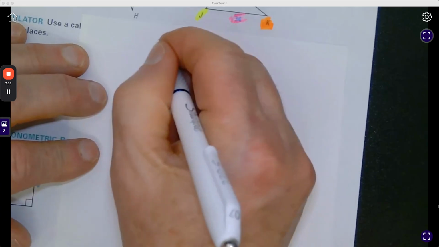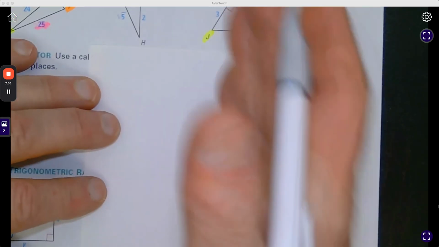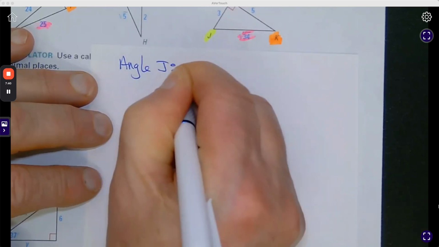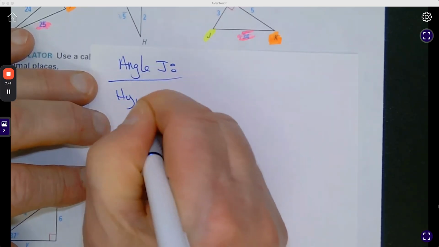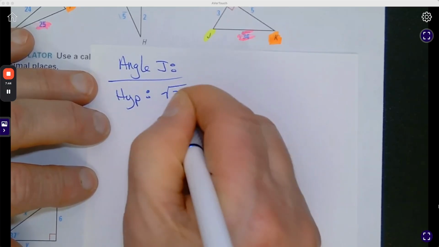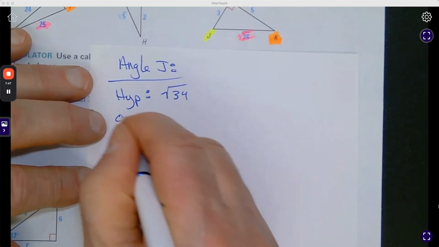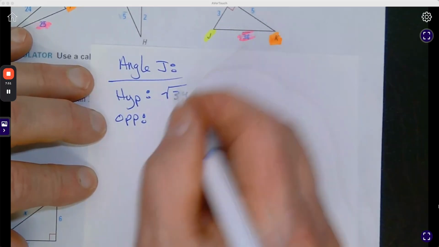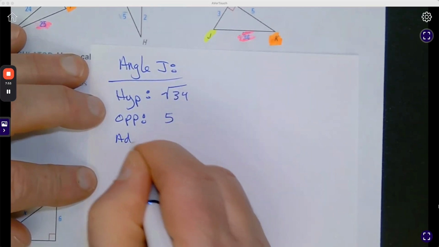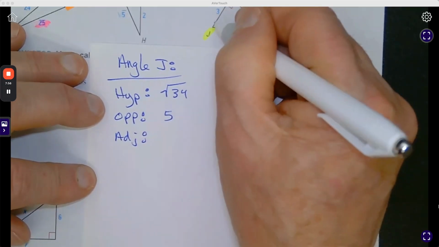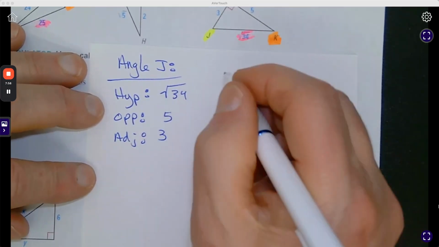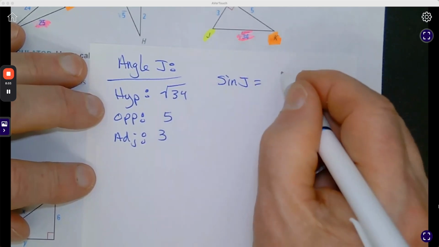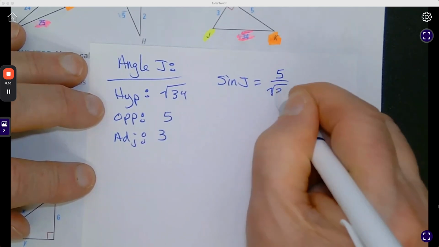Okay. Let's go from angle J. I'm going to do them both. Well, no, I'm not. Angle J. Okay, the hypotenuse is square root of 34. The opposite of J is 5. And the adjacent is the one next to it. And here's the leg next to that. That's 3. Okay, the sine of J is equal to opposite over hypotenuse.